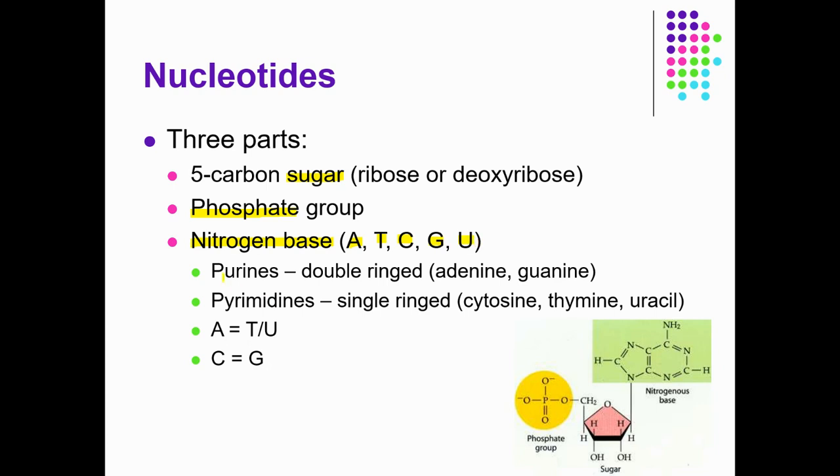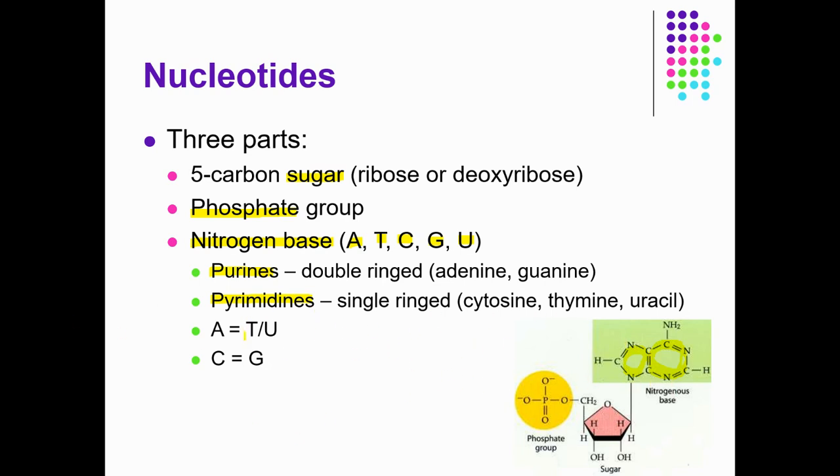Now, these nitrogen bases are either purines or pyrimidines. Okay, a purine has a 2-ring structure. So like down here in this nitrogen base, see there's a ring and there's a ring. So that would be a double ring structure. So that would be a purine. And then a pyrimidine just has 1. So there's going to be some pictures here in just a second.